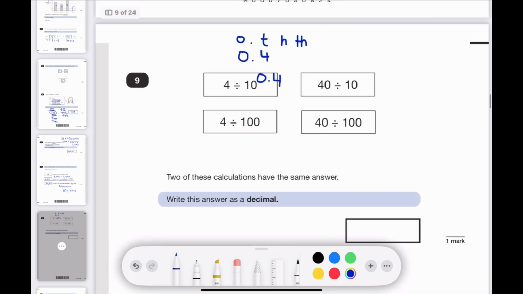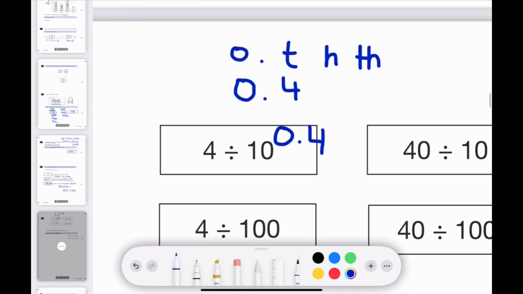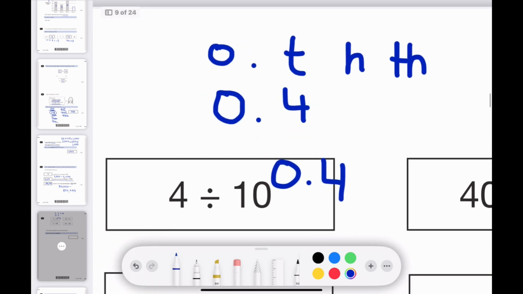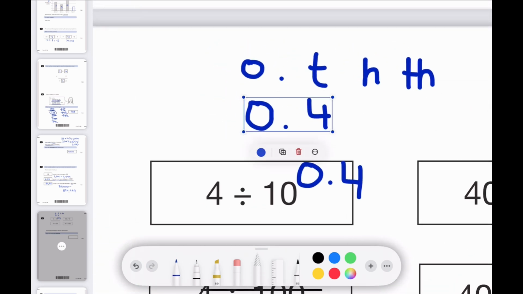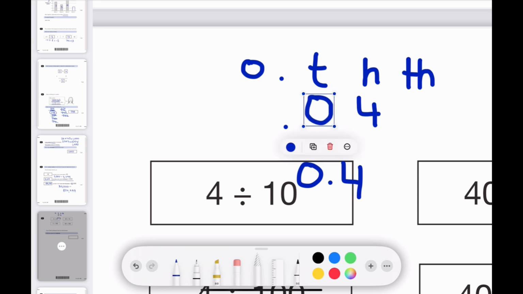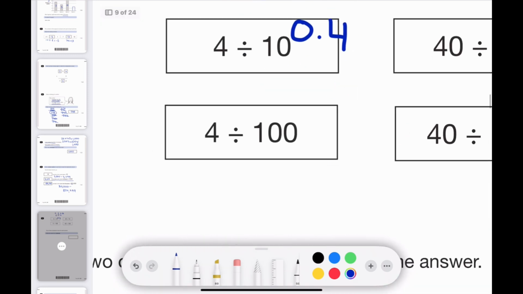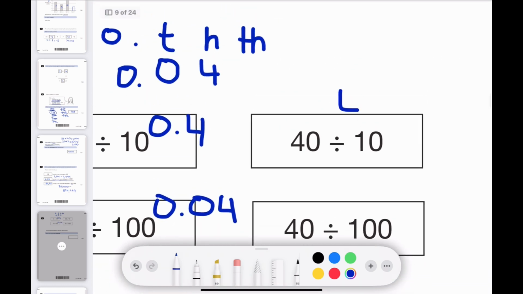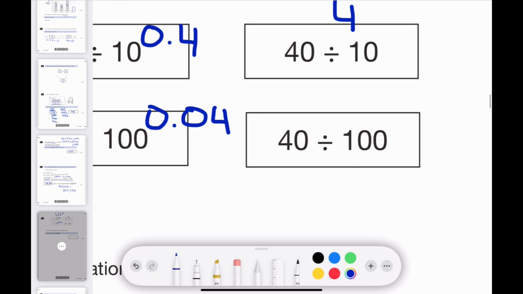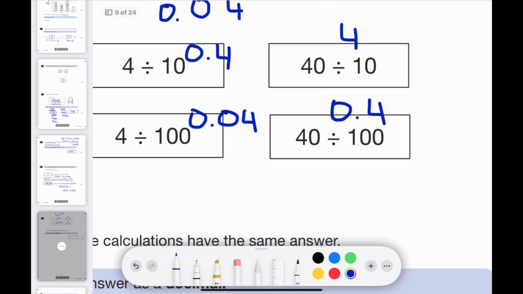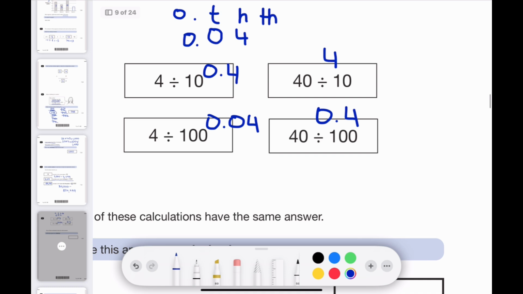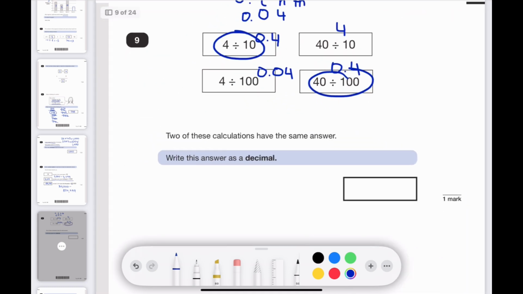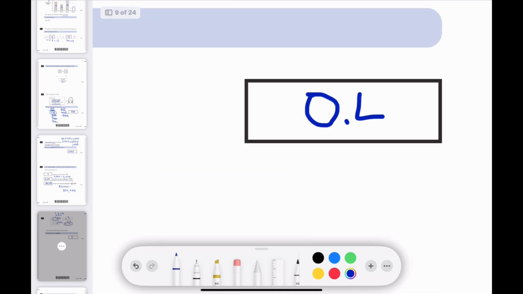4 divided by 1,000, we're moving the digits to the right 2 places. So we move this one more place and this number one more place. So our answer to this is 0.04. 40 divided by 10 equals 4. And 40 divided by 100 equals 0.4. So these two are the same. So our answer to this question is 0.4.